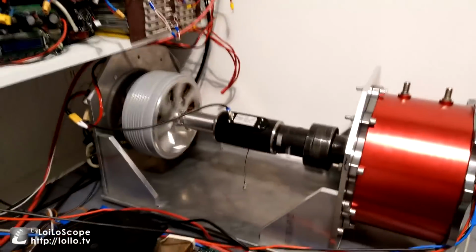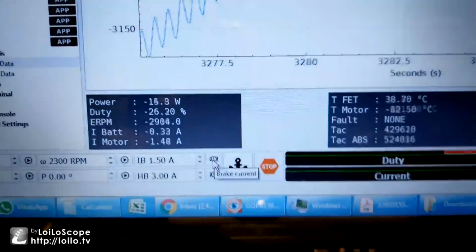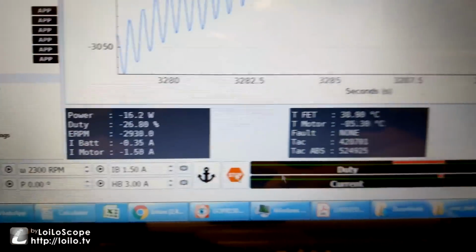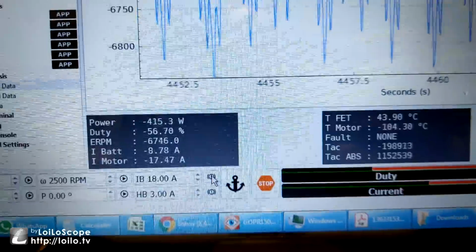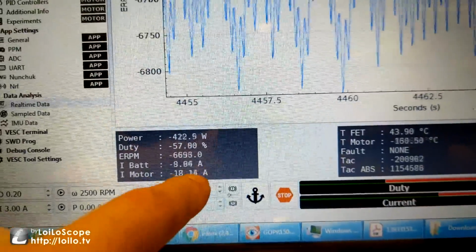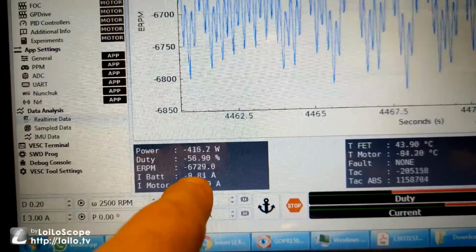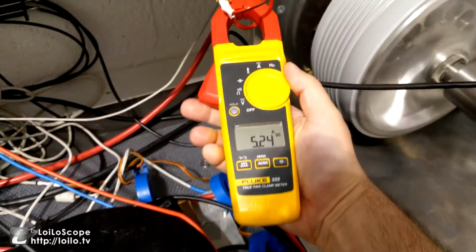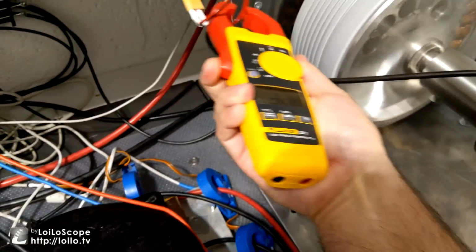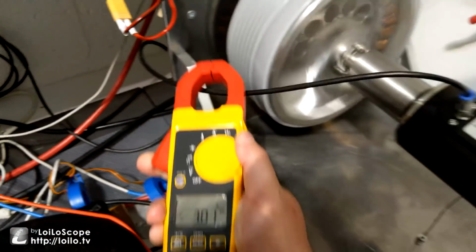So now I'm running this as a motor and the other one as a generator. I configured the Vesc to brake with 1.5 amps, so I can set the regeneration current exactly as I want. As you can see now, the current is minus 1.5 amp. Generation power is 430 watts and the current of the motor 20 amps. And battery minus 9 amps, something like this, we can measure. Minus 8 amps. The generation current.